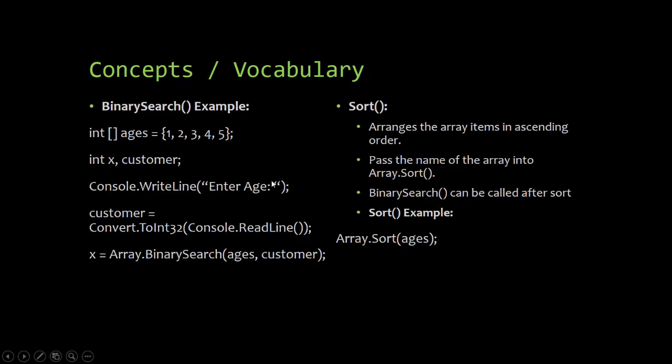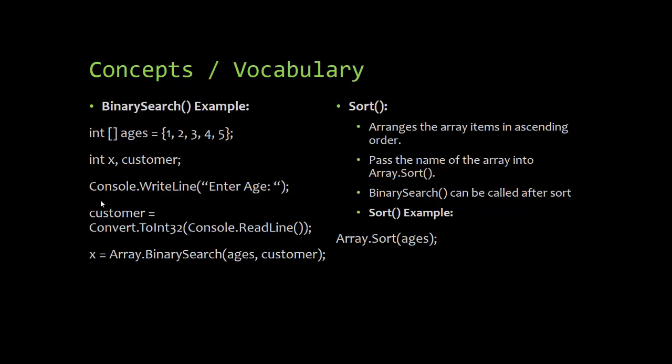So here's an example. If we had an integer array called ages, and we had an initializer list of 1, 2, 3, 4, 5, and we declared two integer variables called x and customer, we prompt the user to enter an age, and then we convert customer into an integer from the ReadLine. We can say x = Array.BinarySearch(ages, customer) to find a matching customer. To check it, we would then do an if-else statement that said, if found, it was located at this position. If it wasn't found, then it wasn't located in this array.